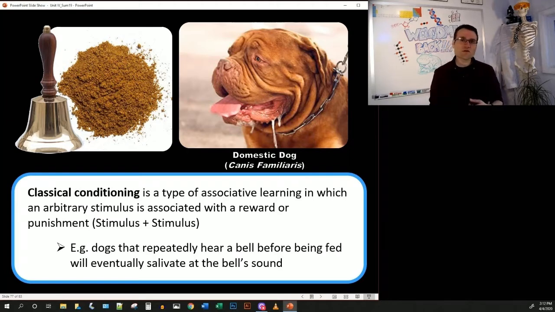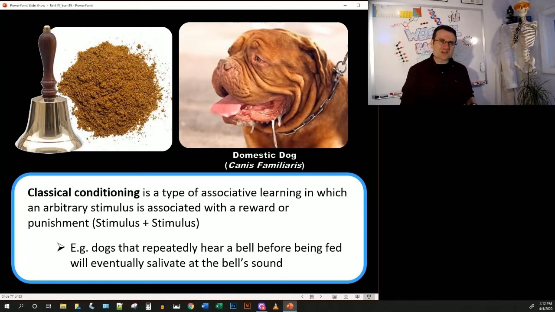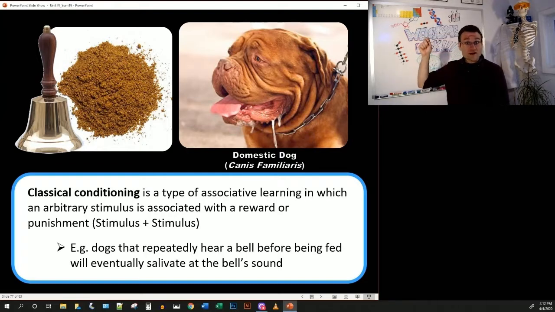Okay, so here's how this worked. Every single time he gave meat powder, this very dry, savory substance, to a dog, he would ring the bell. And if you eat something that's very dry and savory, what are you going to do? You're going to start salivating all over the place. So the dog just started drooling and drooling, producing this saliva in anticipation of that meat powder. And then he would ring the bell. So we have two stimuli that are being paired together in the dog's brain. The meat powder and the bell.